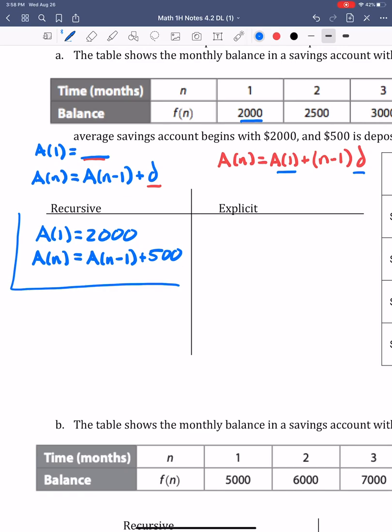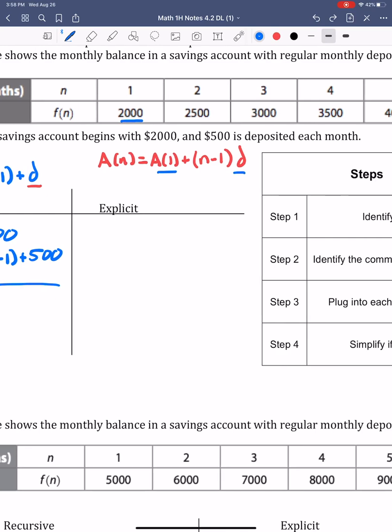Okay, and so basically what you're doing is you're setting yourself up for future success here, because if they were like find the 55th term in your sequence, then you would plug in 55 for n, right? And you'd go ahead and solve for it. But right now you're just setting the rule up that would help you do that.